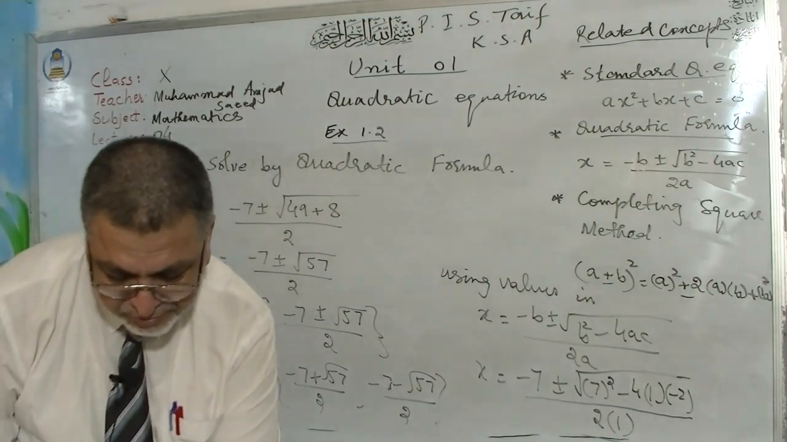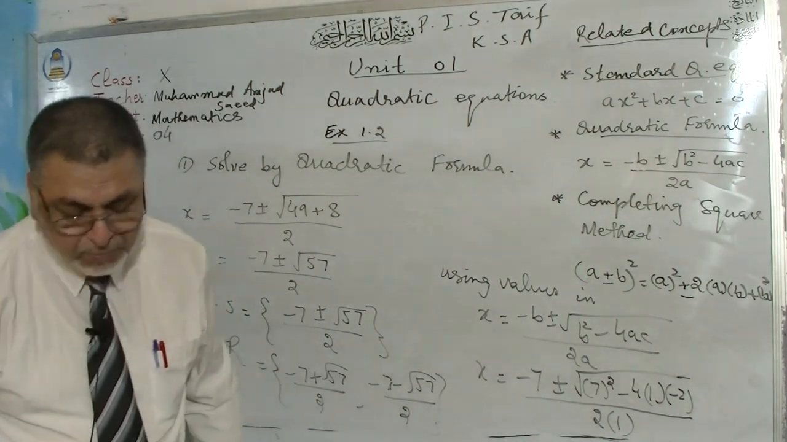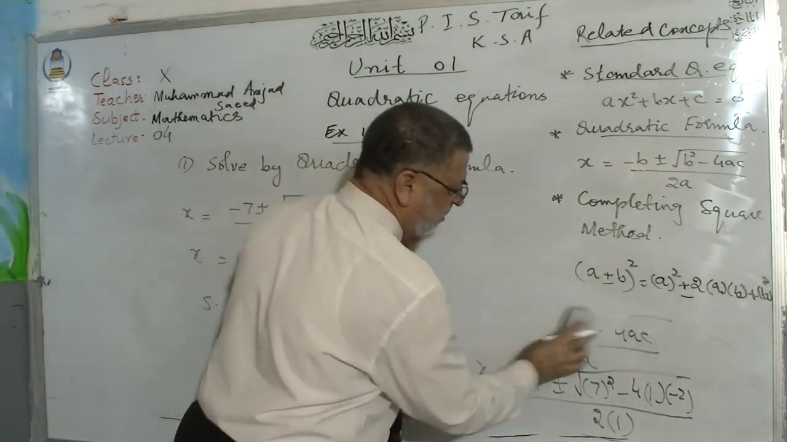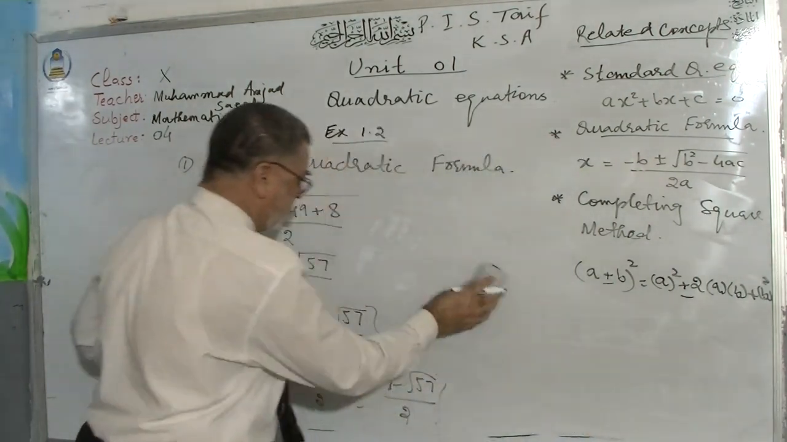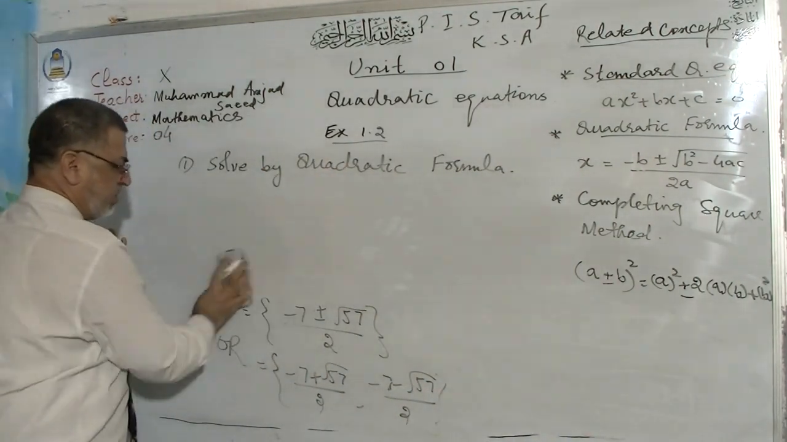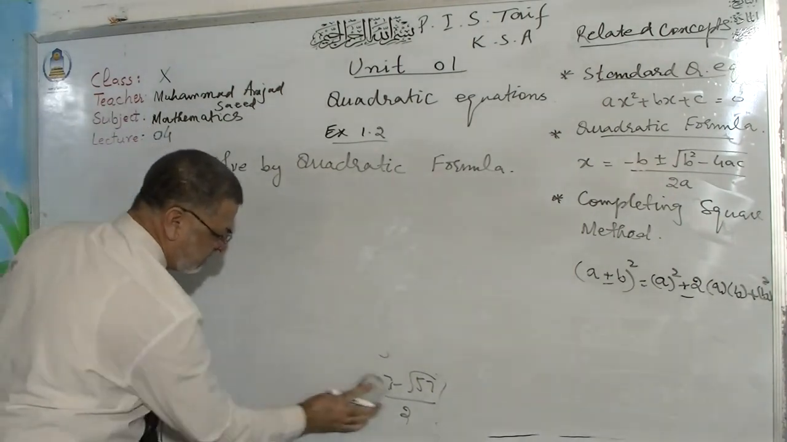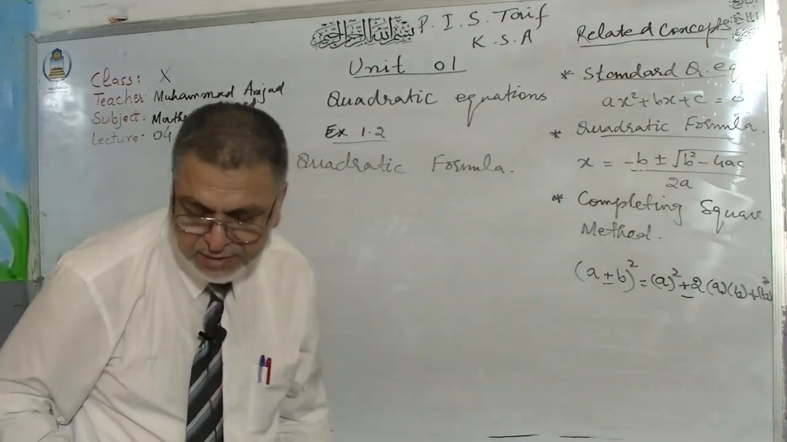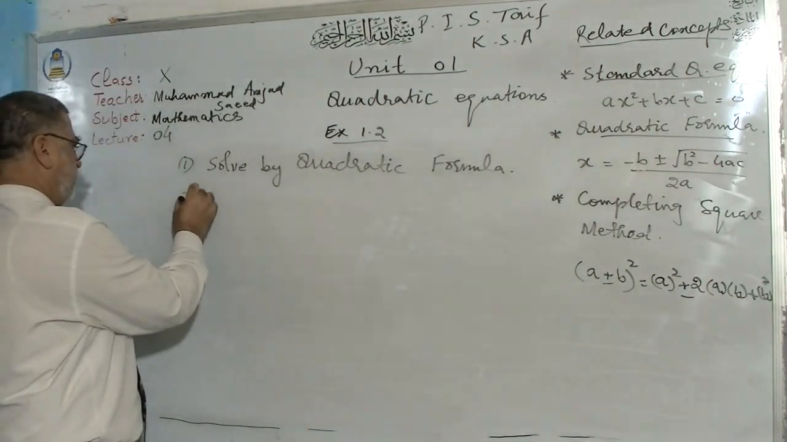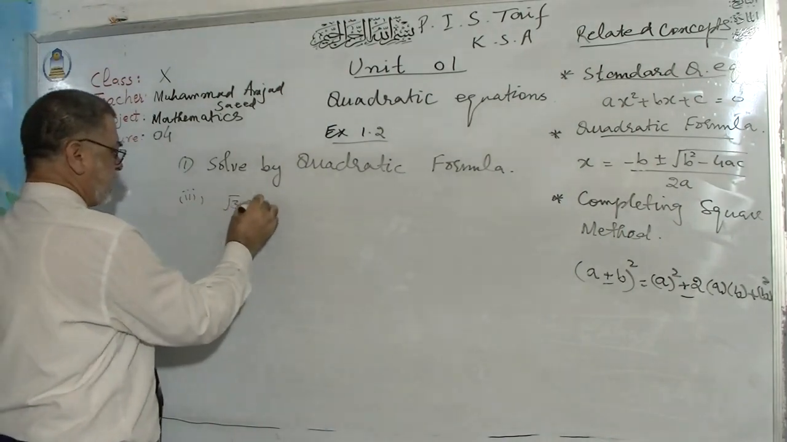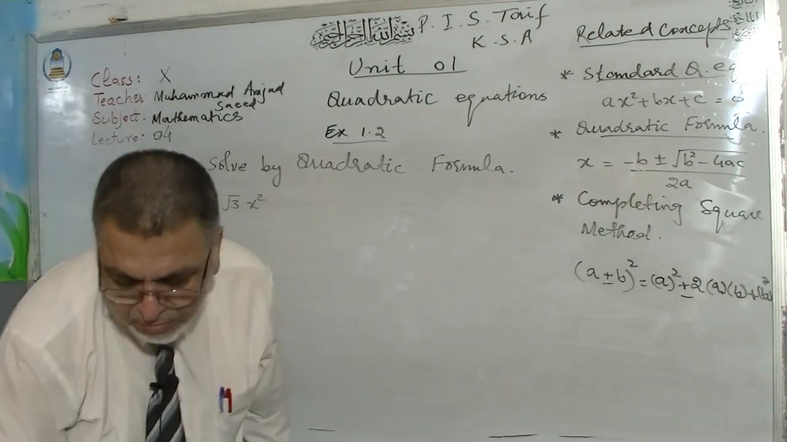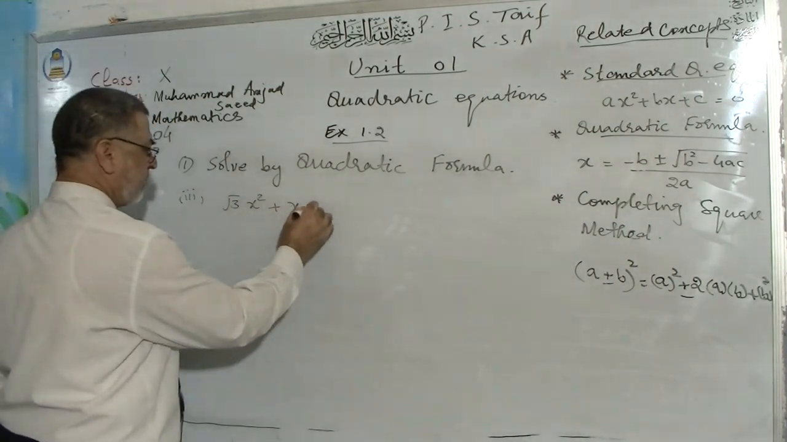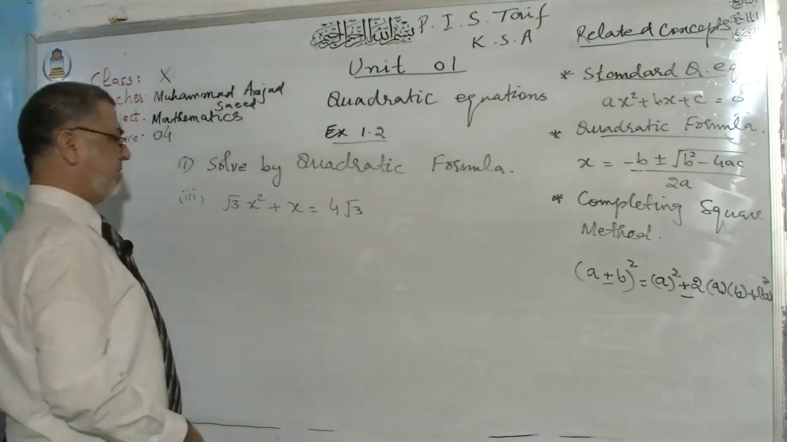After that, I am going to take your part number 3. I think you can solve part number 2 with the help of part number 1. It's easy. So I am taking part number 3. Part number 3 is root 3 x square plus x is equal to 4 into root 3.